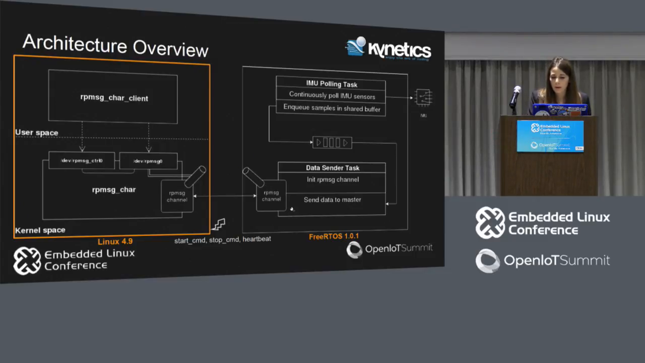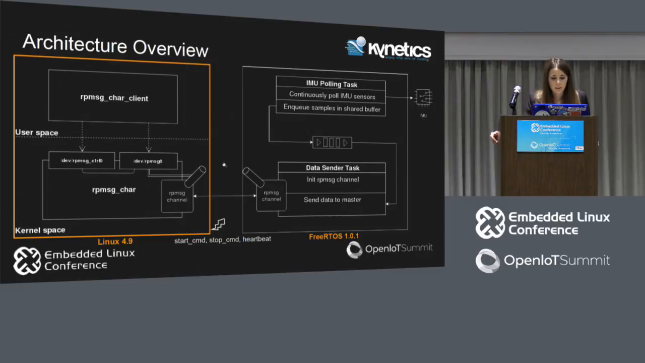On the left side, we have the Cortex-M4, which is running FreeRTOS. And we have two asynchronous tasks. We have the IMU polling task, which continuously polls the IMU and enqueues our samples in the shared buffer. And then we have the data sender task, which is in charge of the initialization of the RPMsg channel. And it is in charge of dequeuing samples from the shared queue and sending them to the master core. Here we can see the RPMsg channel as well as the endpoints.